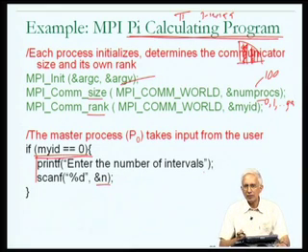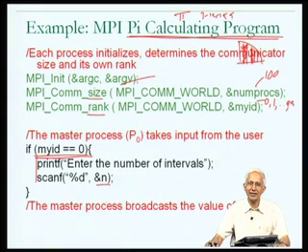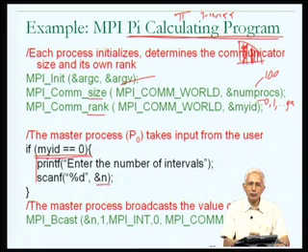Therefore, if process P0 wants the value of n to be known across all the processes in the parallel program, then it would have to broadcast the value of n to all the processes comprising the parallel program, which is what it does next. It will broadcast the value of n to all the processes which constitute this parallel program, and it can do this using the MPI broadcast group function.